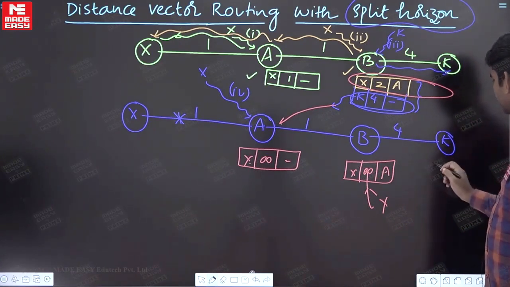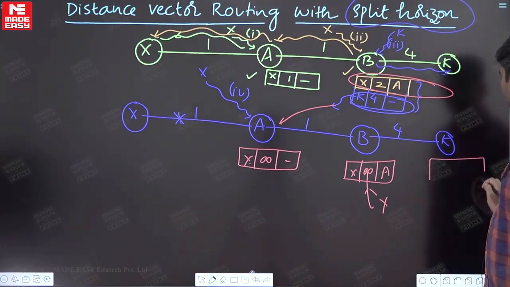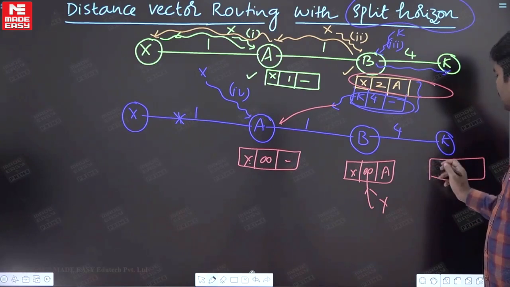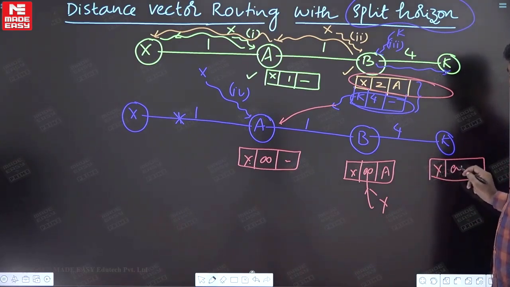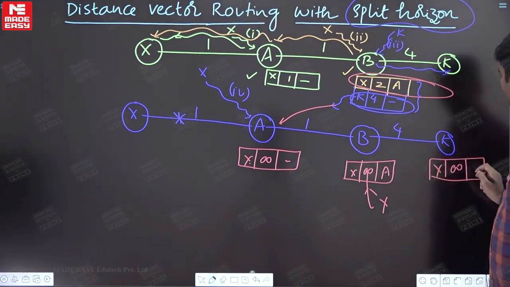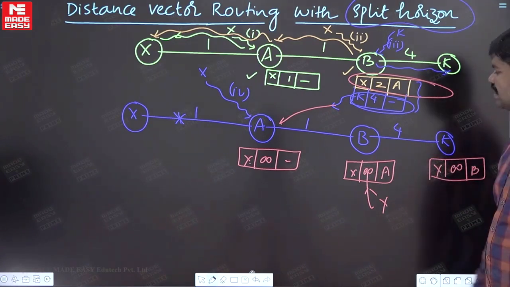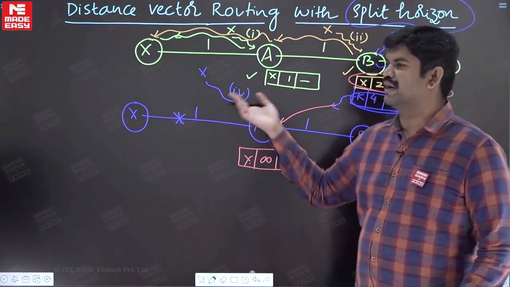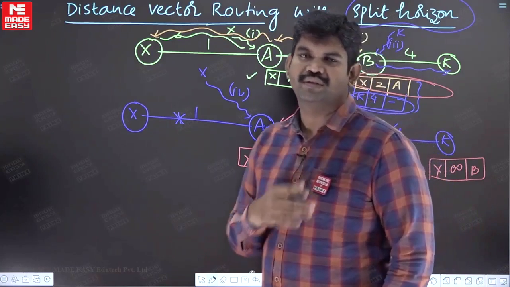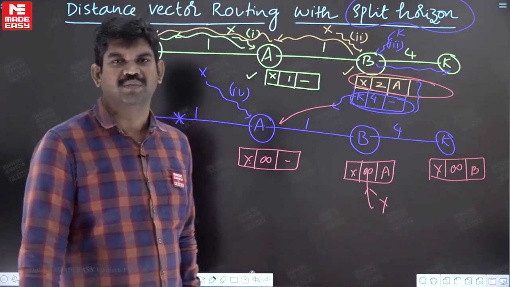In the next iteration, K will also know. You can see infinity plus 4 is infinity, X is infinity. But how does K know? With the help of B. Like that, everybody knows that this link cannot be reached. So this is how we are able to solve that problem.